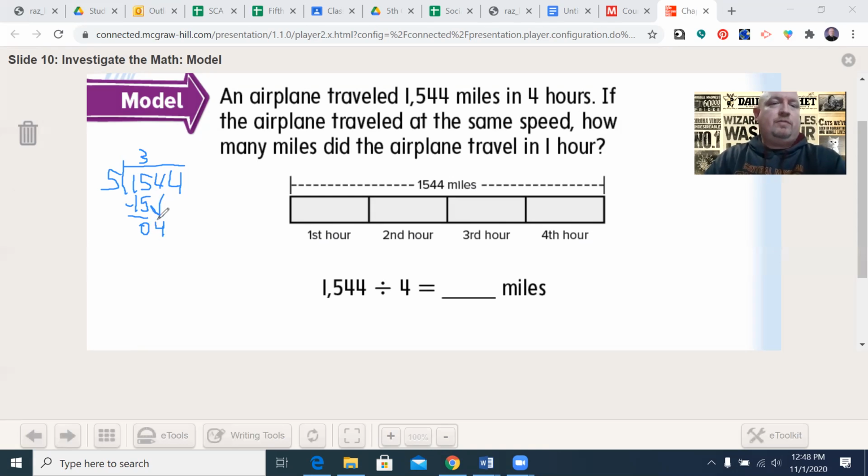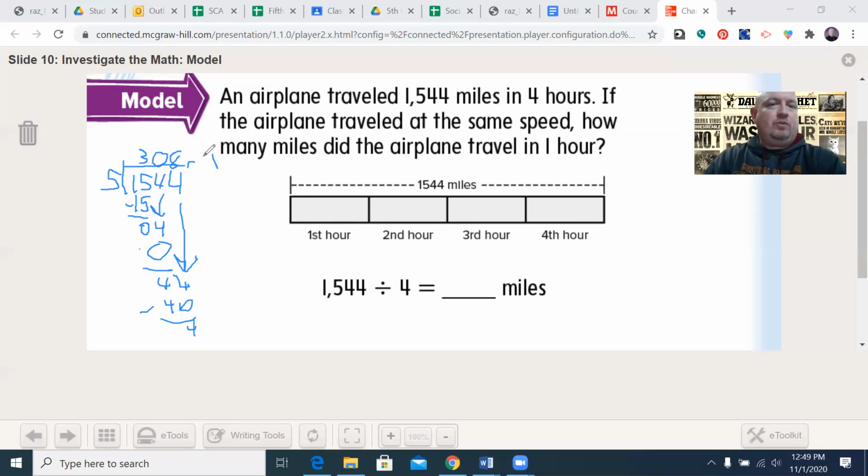Little review. 5 doesn't go into 4. 0 times 5 is 0. And we have a 4. I bring down, I get a 44. That'll go in 8 times. 8 times 5 is 40. And we get a remainder of 4.